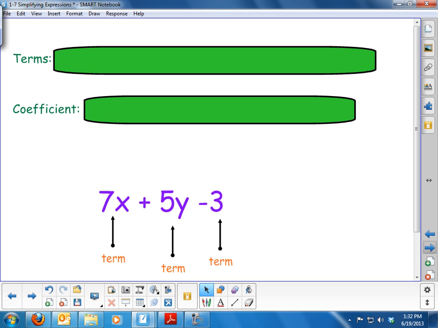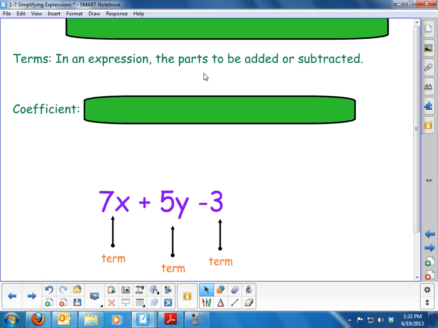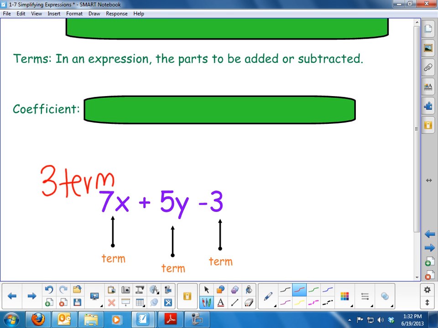So in order to know about combining like terms, we have to know what we mean by the word terms. Okay, a vocab word for you. A term in an expression is the part or the parts that are going to be added or subtracted together. I have an example down at the bottom of the screen. There are three terms to this expression right here.